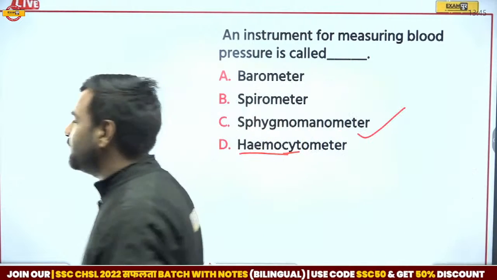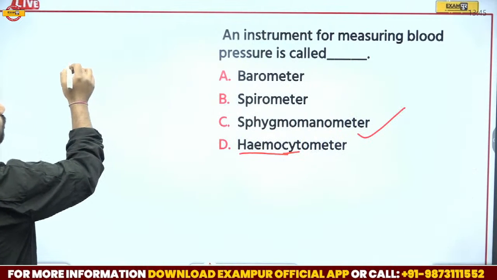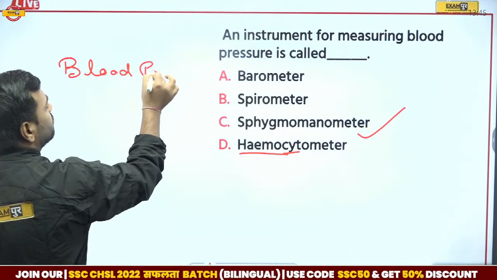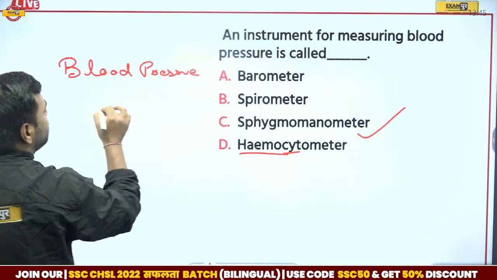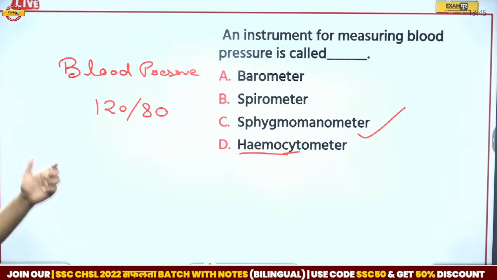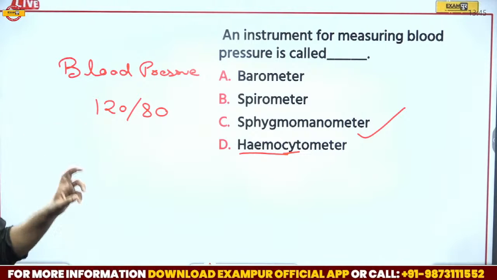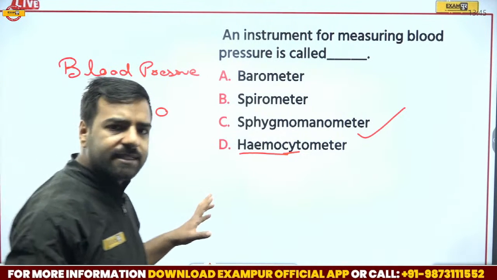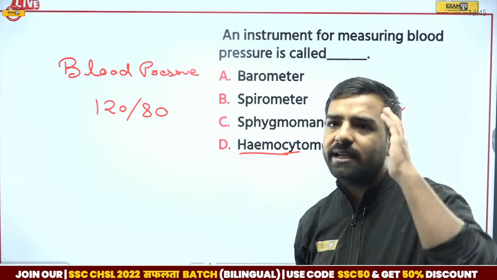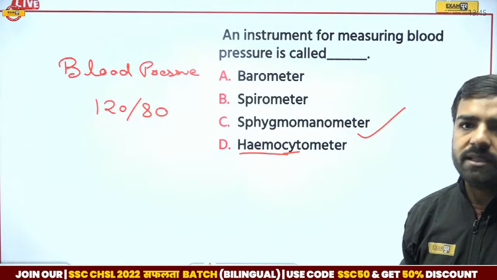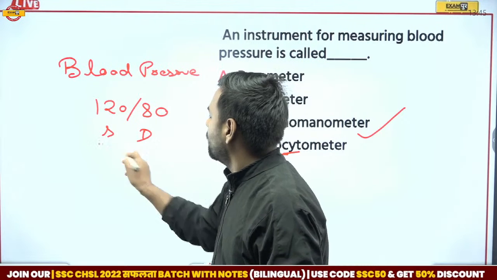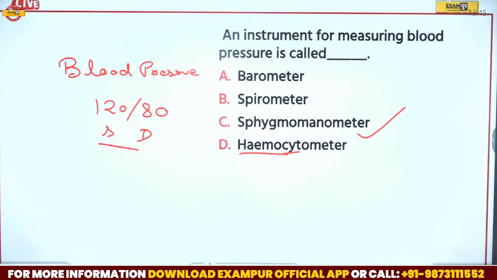Now let's go into the detail part. What is the normal blood pressure? So the normal blood pressure is actually 120/80. That is known as systolic and diastolic, right? So there are two readings which are normally asked in the examination. We must remember the normal reading of the blood pressure is 120/80. Yeah, systole, diastole, totally correct.